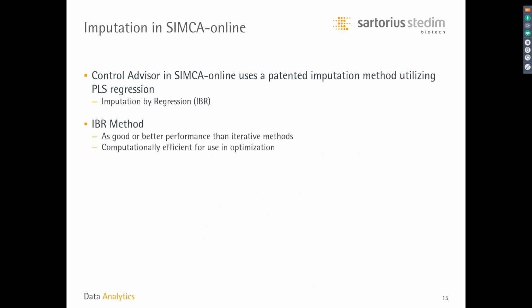Inside of Control Advisor, there's a method called imputation by regression, and it's an interesting method that shapes the score space in a slightly different way. It's also single pass, so it's more computationally efficient than something like iterative imputation. If you're going to use an imputation method in an optimization algorithm, you need something that is streamlined and computationally efficient. This method both outperforms numerically, in terms of predictive power, the common methods like iterative imputation, and is also more efficient than iterative imputation.